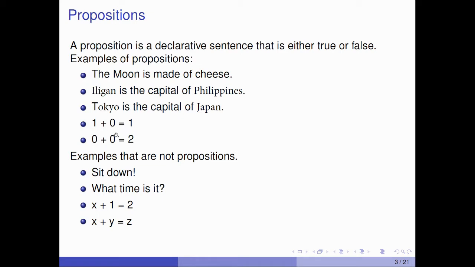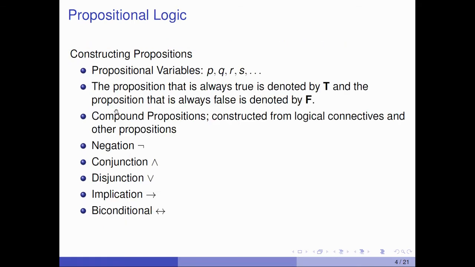So for the first five, let's go over these five sentences here and see why they are propositions. Number one, the moon is made of cheese. Of course, that's a declarative sentence and it is false. Second, Iligan is the capital of the Philippines. That is false. It's a declarative sentence. It makes it a proposition. Tokyo is the capital of Japan. That is true. Proposition.